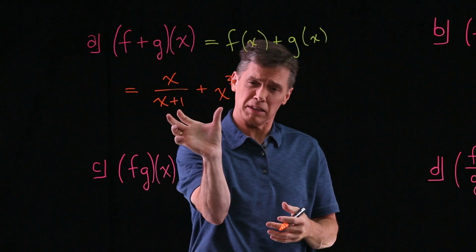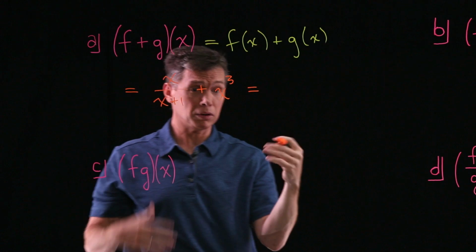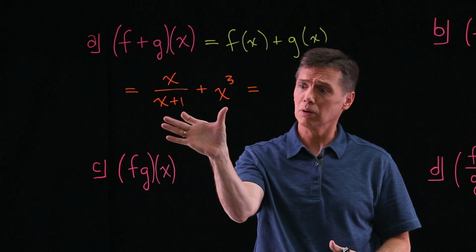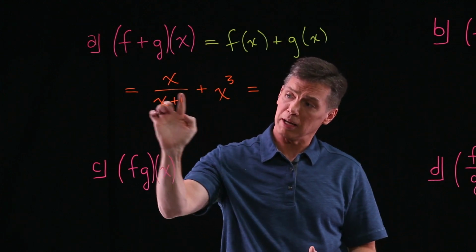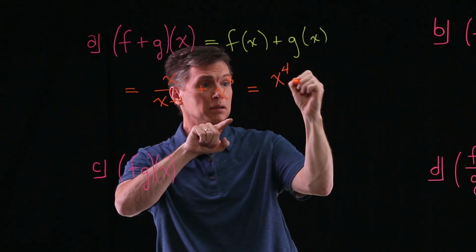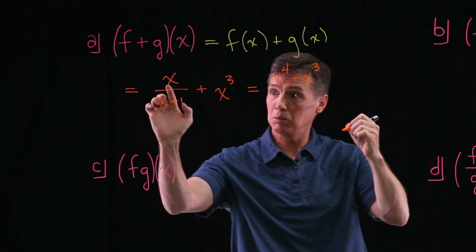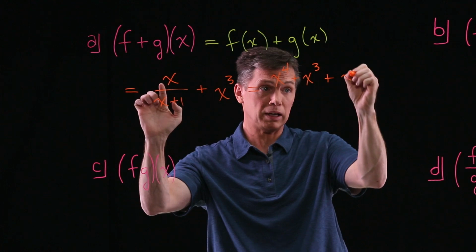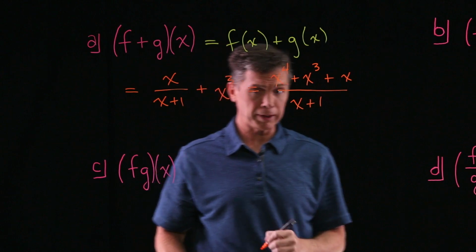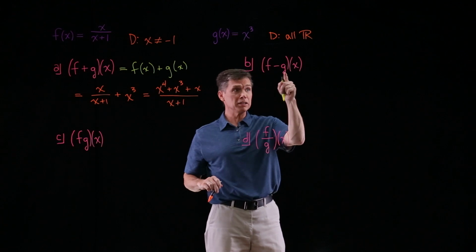Now you might want to simplify, and I probably would get a common denominator here, make it one fraction. That might depend on the context of the problem, if you're working with this expression further. But it's not too bad. The common denominator would be that x plus 1. So this second term, I'd multiply by that common denominator, and I'd get x to the 4th plus x cubed. I'd still have this numerator plus x, all divided by that common denominator of x plus 1. Okay? Done.